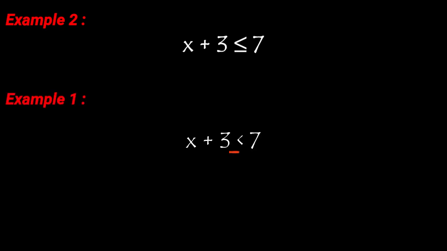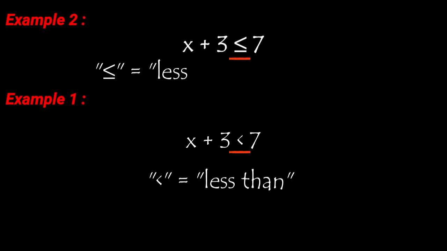Let's go on to example 2, where we have the same inequality of x plus 3 is less than or equal to 7. The difference between example 1 and example 2 is the signs of the inequality, where for the first example, we have x plus 3 is less than 7. And for the second example, we have x plus 3 is less than or equal to 7.